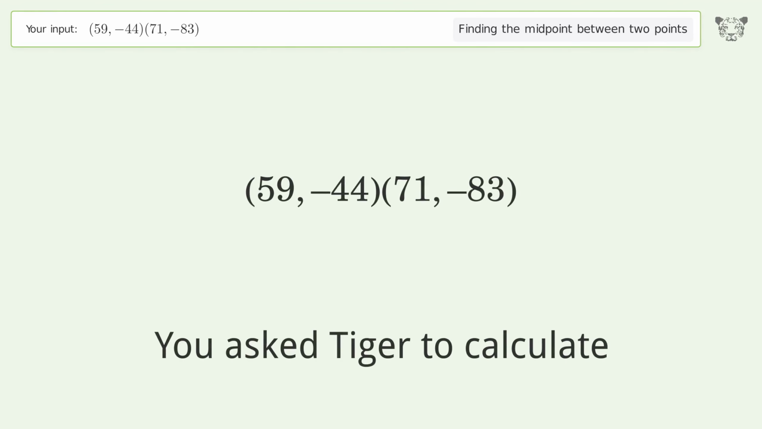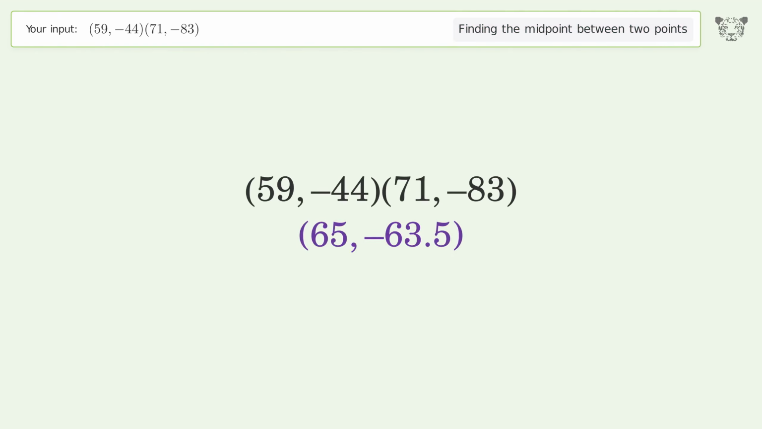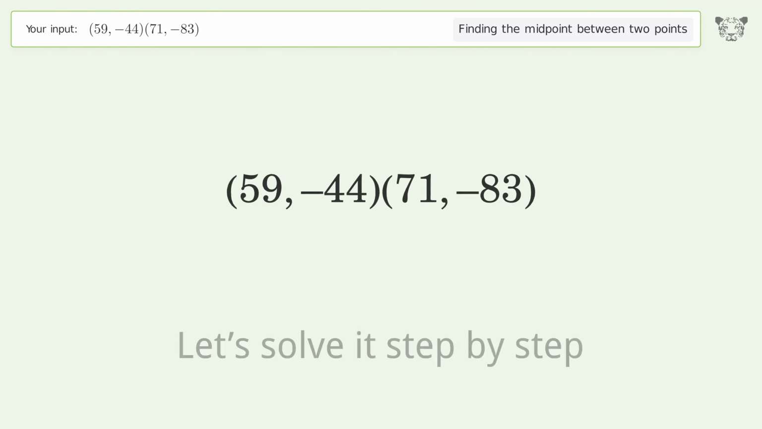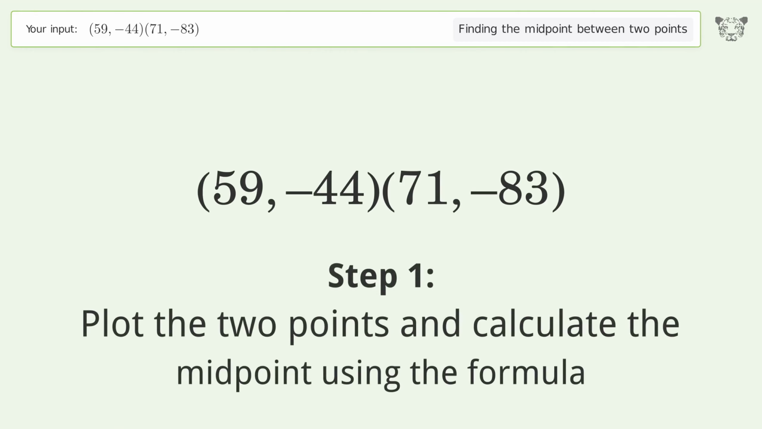You ask Tiger to calculate. This deals with finding the midpoint between 2 points. The midpoint between the 2 points is 65, negative 63.5. Let's solve it step by step. Plot the 2 points and calculate the midpoint using the formula.